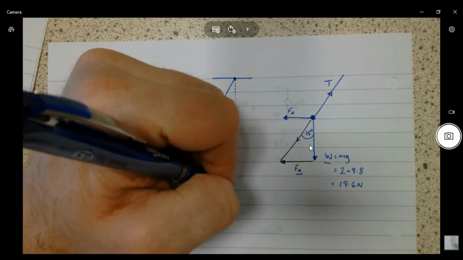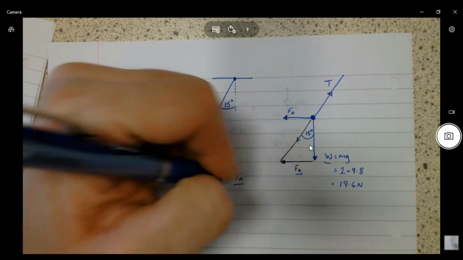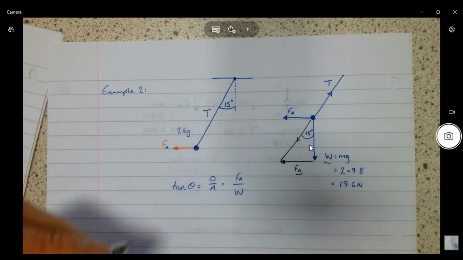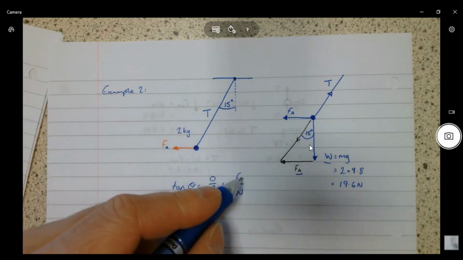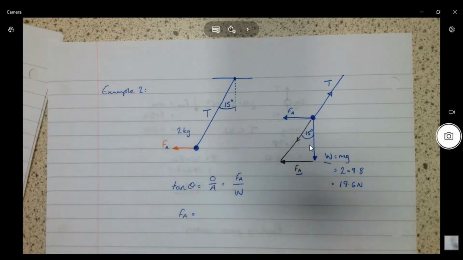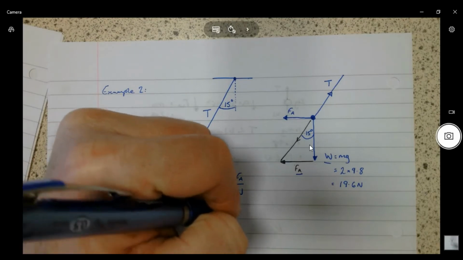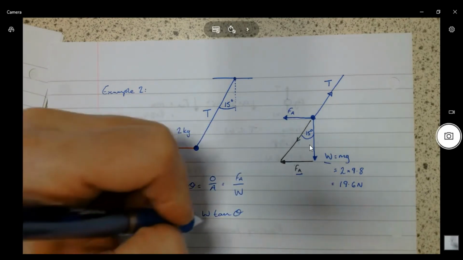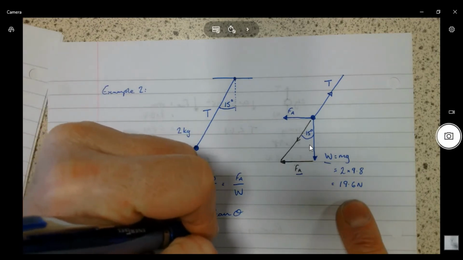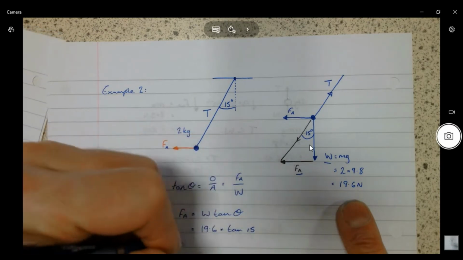Opposite over adjacent. In this case, my opposite is FA. My adjacent is W. Rearrange for FA. So that's going to be W tan theta, which is going to be 19.6 times tan 15.